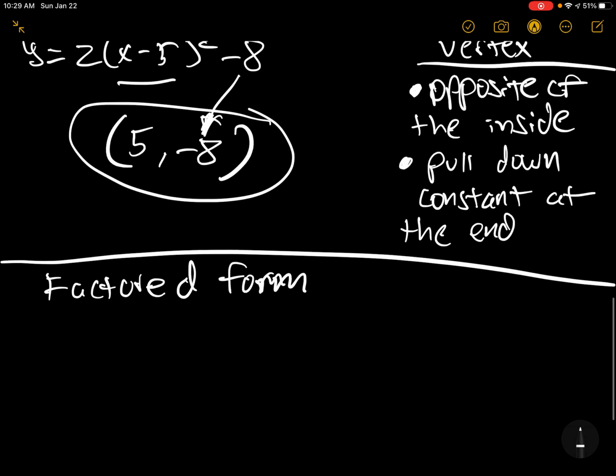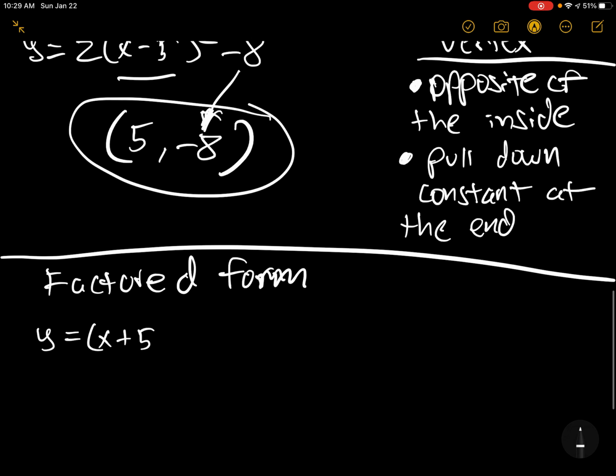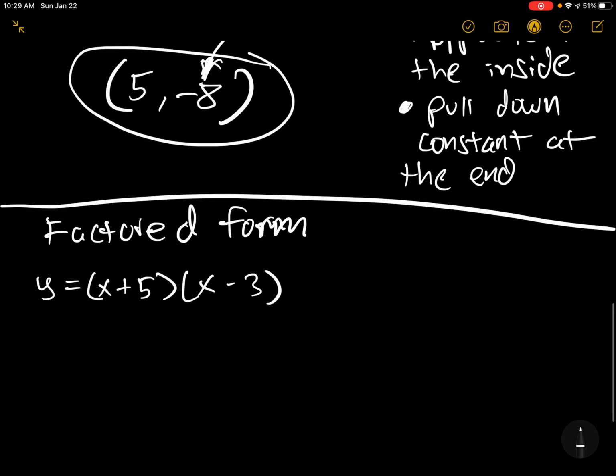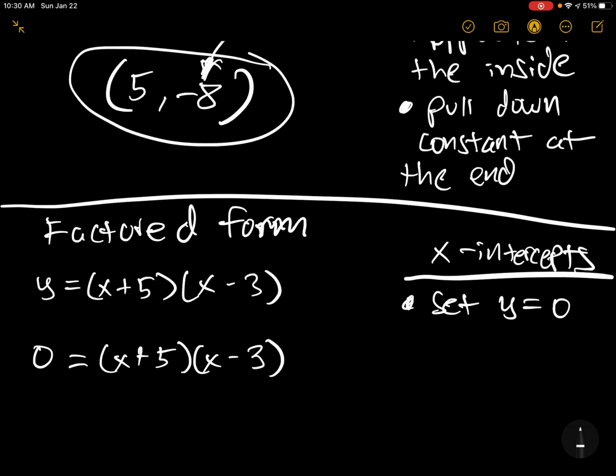And the problem we're going to look at in factored form is y is equal to x plus 5 times x minus 3. Now, first thing again we want to solve for is our x-intercepts. So let's go ahead and write that down. X-intercepts, same exact thing as before. We want to set y equal to 0. So let's go ahead and do that. We're going to get 0 is equal to x plus 5 times x minus 3.